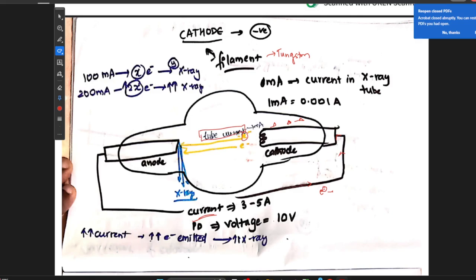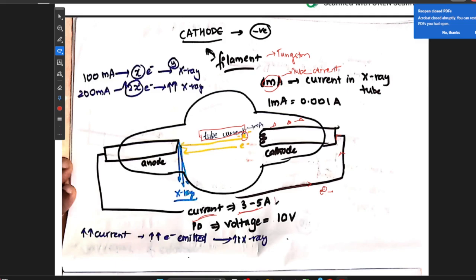This tube current is measured in milliamperes. Milliamperes is the tube current, which is the current in the X-ray tube. One milliampere is 0.001 angstroms. This 3 to 5 angstroms is the current at the cathode, which is giving electricity to the cathode.